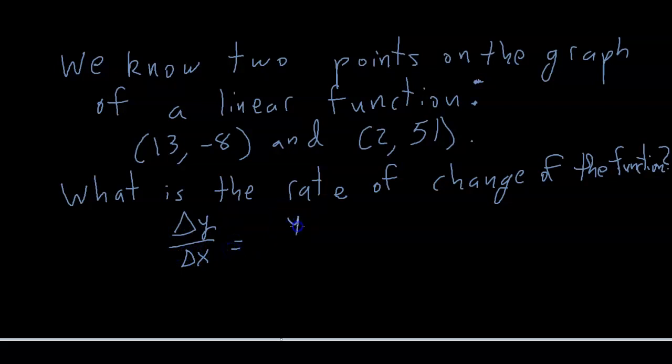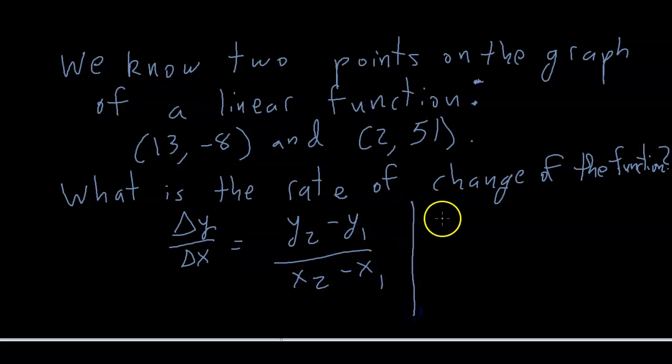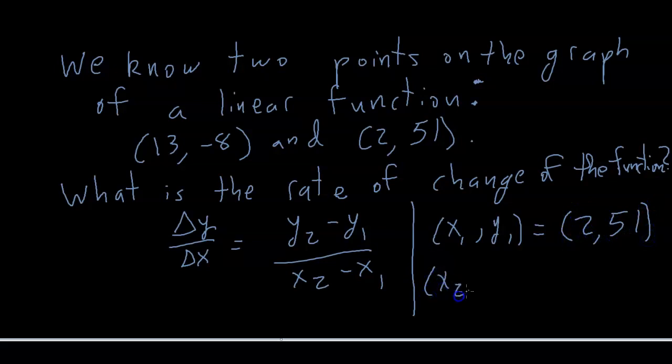All right, so we know we have to calculate the change in y divided by the change in x, right? Which is y2 minus y1 divided by x2 minus x1, right? Okay, so let's figure out what should the point x1, y1 be. Should it be 13 comma negative 8 because it's the one written first? No. Here's where we have to be careful, right? We always choose our x1, y1 point to be the point with the lower x value. So x1, y1 is going to be 2 comma 51, right? And x2, y2 is going to be 13 comma negative 8, okay?